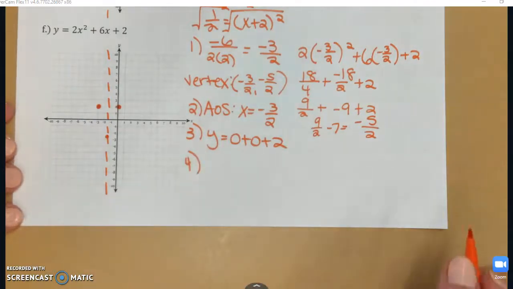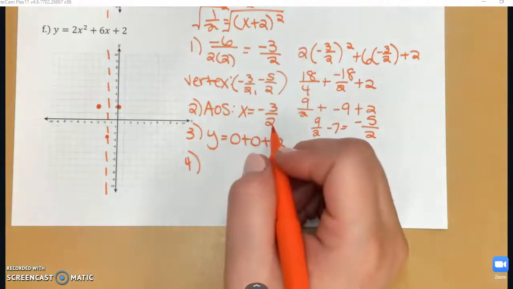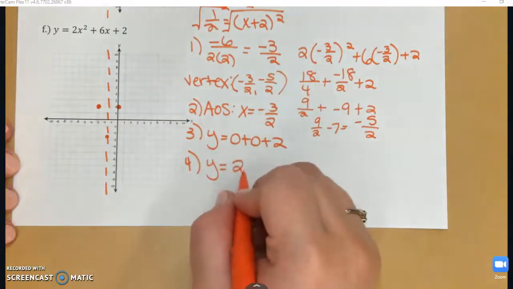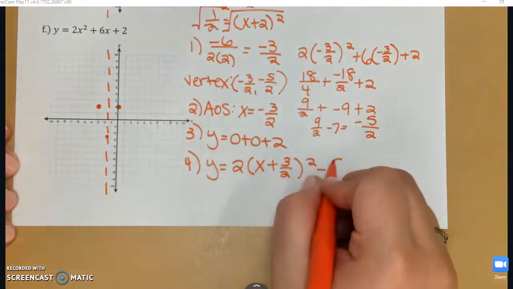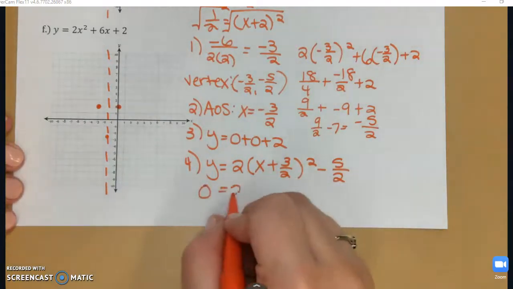Which brings me to my last step 4, which is my x-intercepts. And that's when y is equal to 0. So again, let's rewrite this in vertex form: 2 times (x + 3 over 2) squared minus 5 over 2. And if I set that equal to 0, I'm once again going to just follow my order of operations.